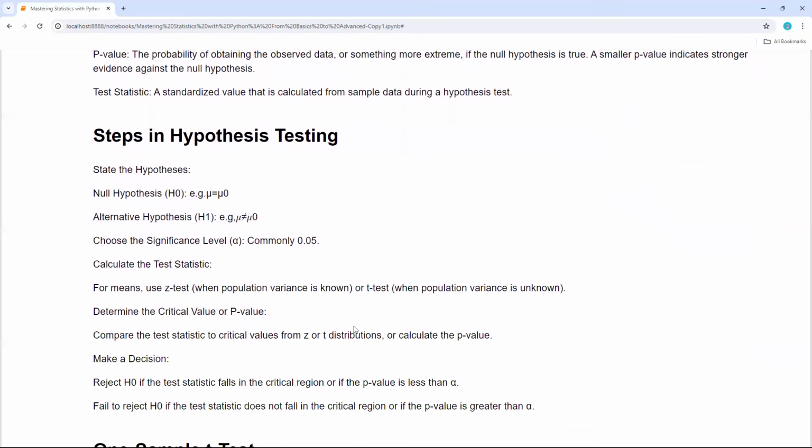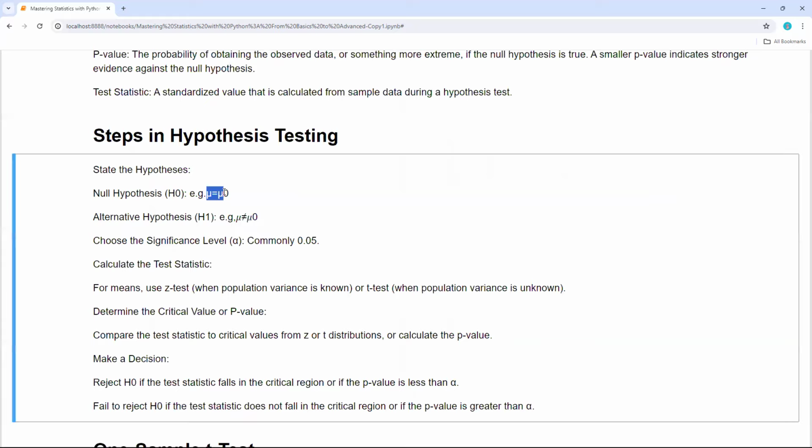These are all the steps in hypothesis testing. First, state the hypothesis. Null hypothesis is like mu naught, and alternative hypothesis is not equal to. So here null hypothesis means before and after there is no significant change. Before the training and after the training there is no significant change. The mean value, the average scores of the students before the training and after the training, are equal. There is no significant difference. That is where mu before equals mu after for the null hypothesis, and mu before is not equal to mu after for the alternative. Then choose the significance level alpha.